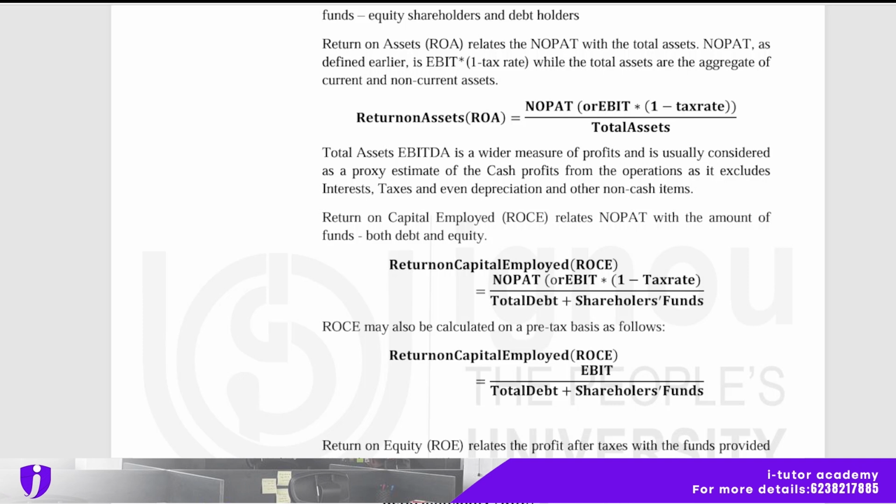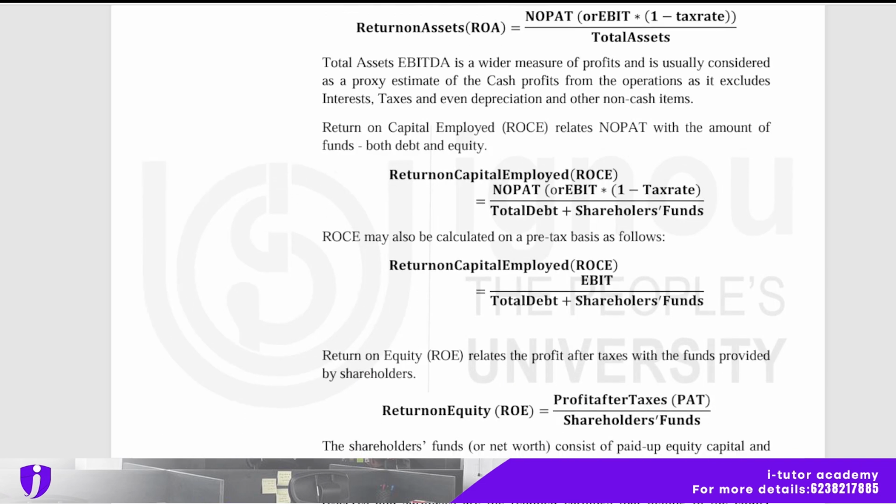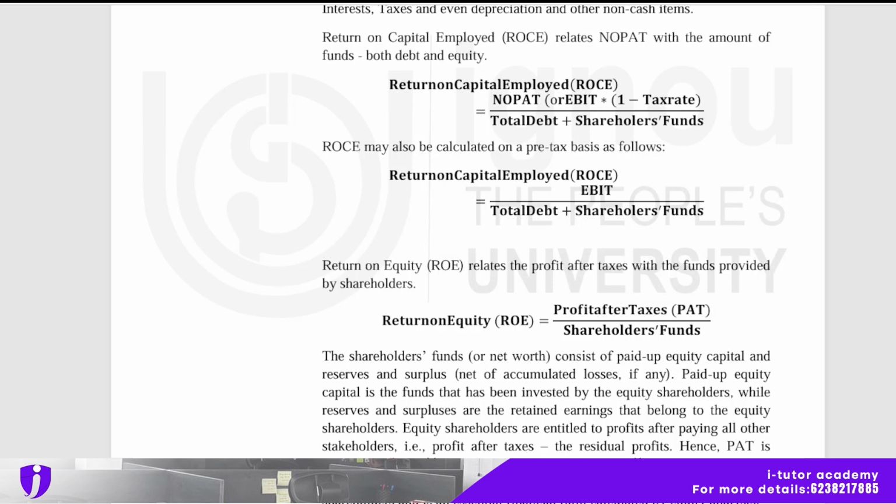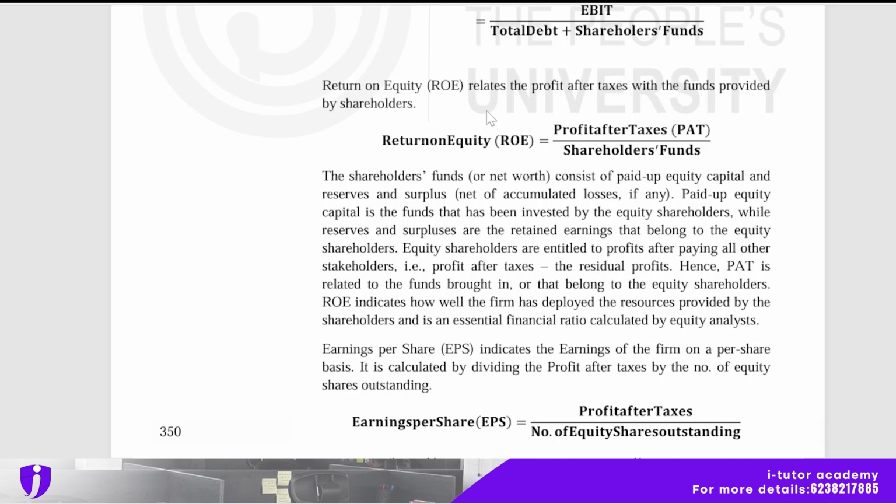EBITDA is a wider measure of profit and is usually considered as a proxy estimate of the cash profit from the operation, as it excludes interest, taxes, and even depreciation and other non-cash items. Return on capital employed, ROCE, relates NOPAT with the amount of funds, both debt and equity. ROCE may also be calculated on a pre-tax basis as follows: return on capital employed is equal to EBIT divided by total debt plus shareholders' fund. And return on equity, ROE, relates the profit after taxes with the funds provided by shareholders: profit after tax divided by shareholders' fund.